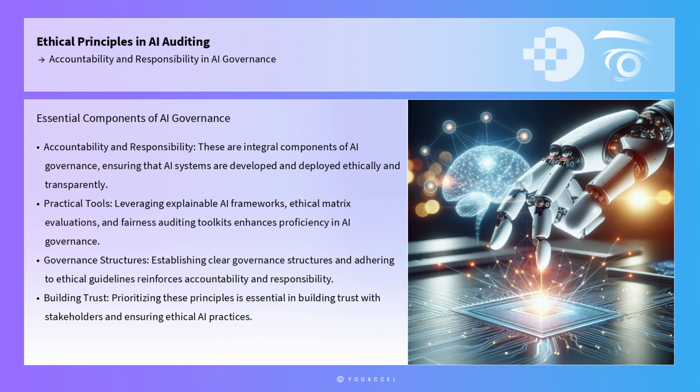In conclusion, accountability and responsibility are integral components of AI governance, ensuring that AI systems are developed and deployed ethically and transparently. By leveraging practical tools such as explainable AI frameworks, ethical matrix evaluations, and fairness auditing toolkits, professionals can enhance their proficiency in AI governance and address real-world challenges. Establishing clear governance structures and adhering to ethical guidelines further reinforces accountability and responsibility.